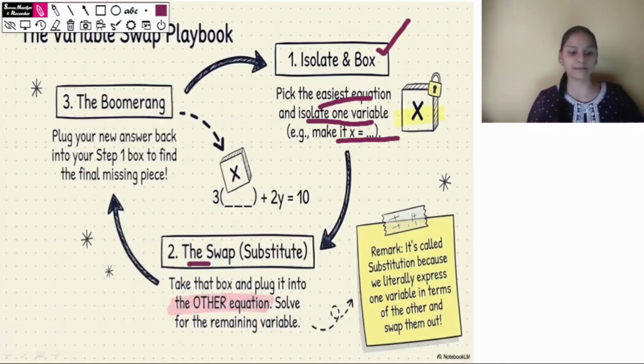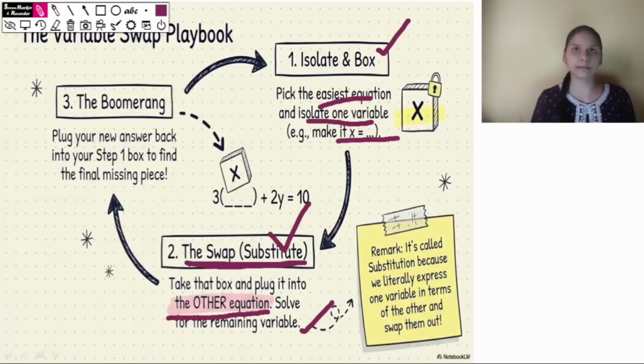Second, substitute. Remember, it is substitute because we call it the substitution method. Take the box and plug it into the other equation, and solve with the remaining variable. Just now I'm telling you the steps. In the next slide, I'm going to explain with an example. First is isolate and box.